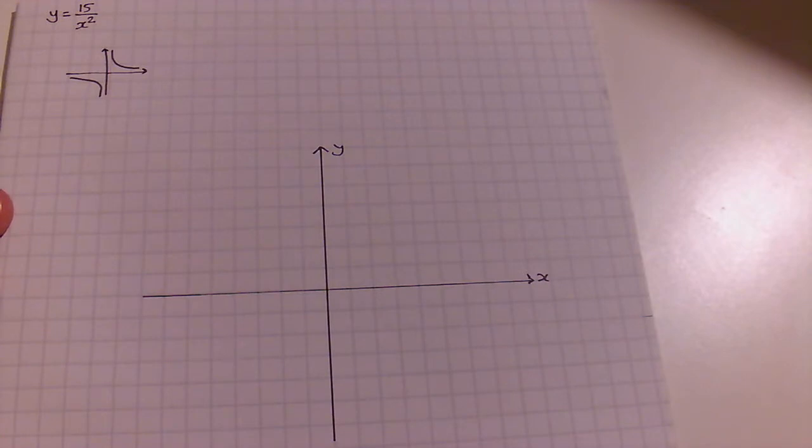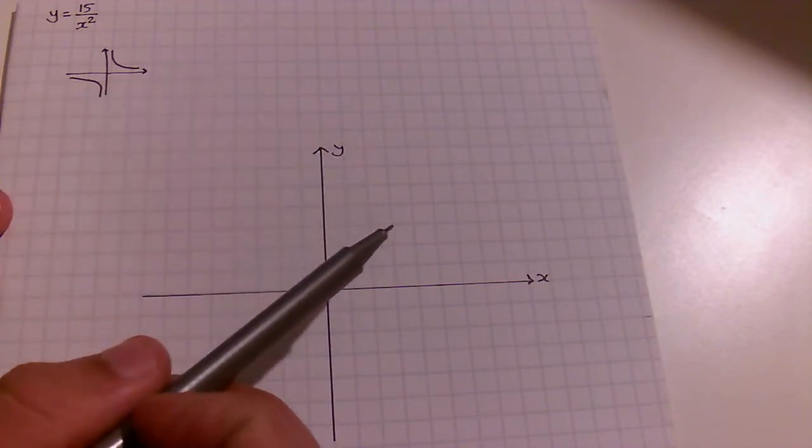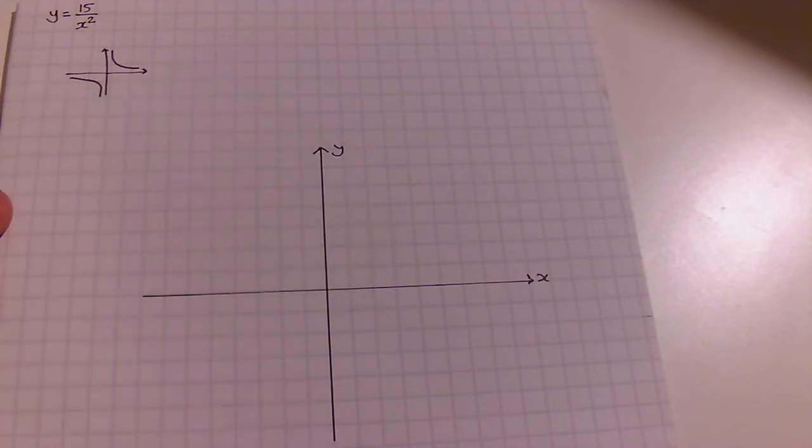However, in this case we have x squared in the denominator, so substituting any number for x will give a positive y value. Therefore, the graph will be in the first and second quadrants, so it won't be in the third quadrant anymore.